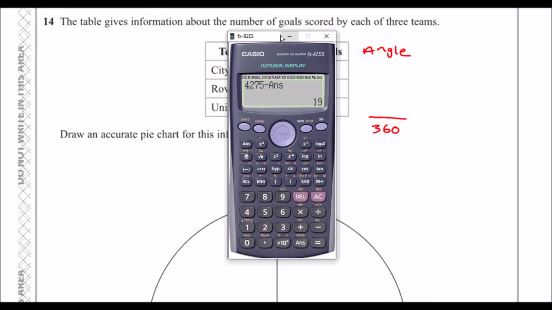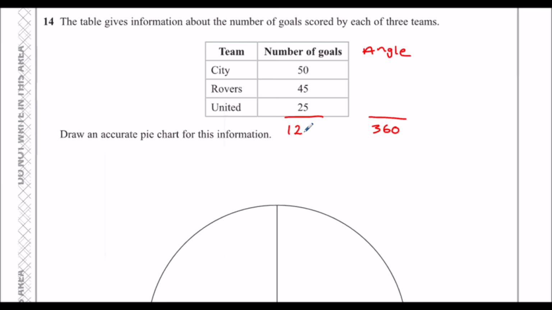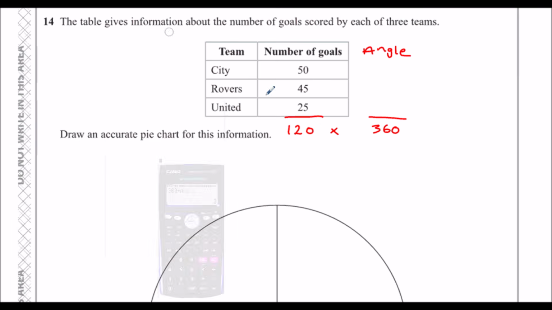So what do we have? We've got 50, 45 and 25. So add them all up. That's 120. So what have we got to do to get from 120 to 360? What have we got to multiply by? So 360 over our answer is 3. So we need to multiply all of these by 3 to work out the angle.